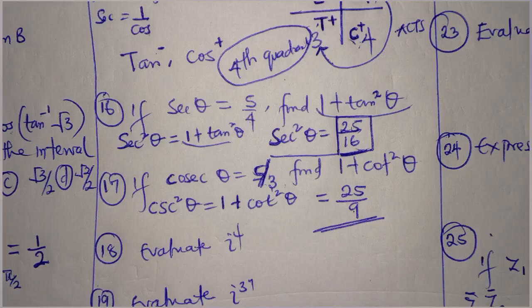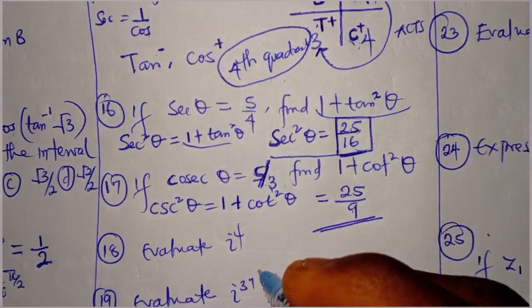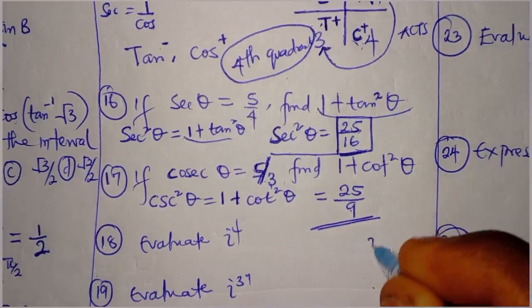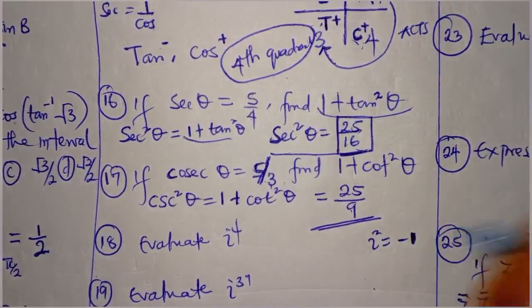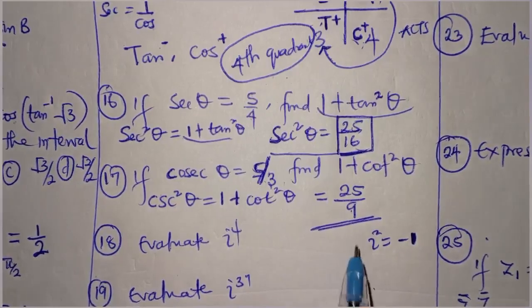We are to evaluate the fourth power of i. The fourth power of i. In complex numbers, one of the basic established facts is that i squared is equal to -1. You must note this. And by implication, it means that i is equal to the square root of -1. So what I have to do is to reduce i to the power of 4 to contain i squared.